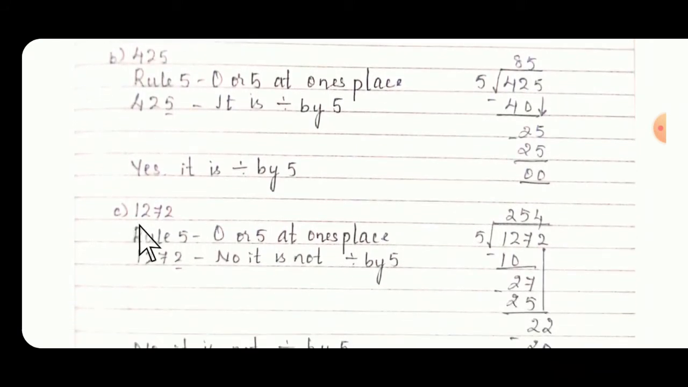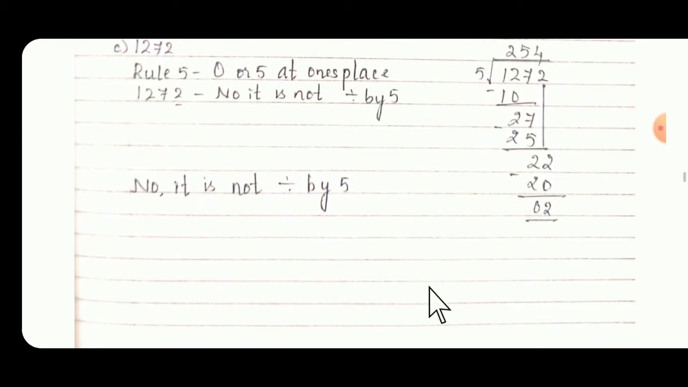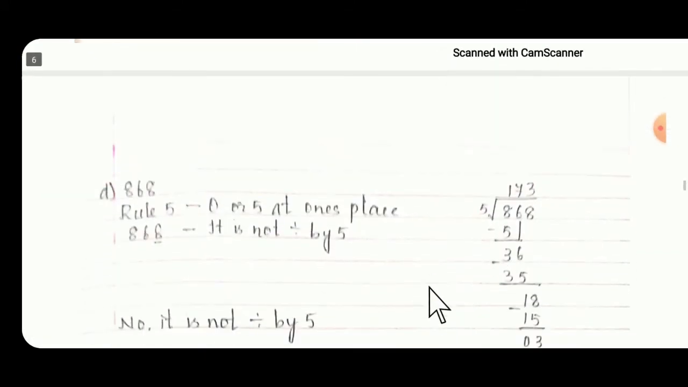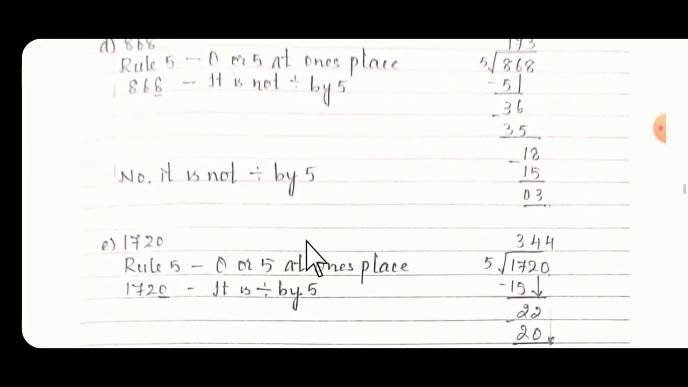Then in C, 1272. See the ones place, it is 2. What does rule 5 say? 0 or 5 at ones place. So as it is 2, no, it is not divisible by 5. Then go to D. See the D, ones place 8. That means it doesn't satisfy divisibility rule 5, so it is not divisible by 5.